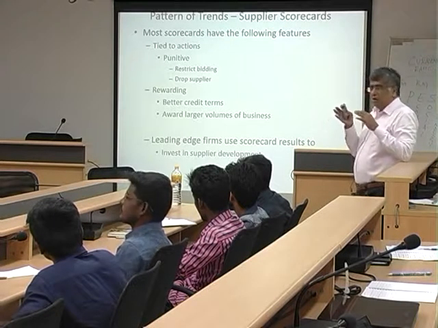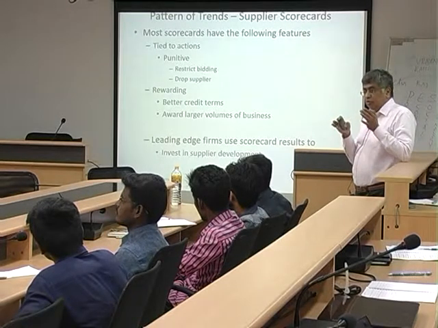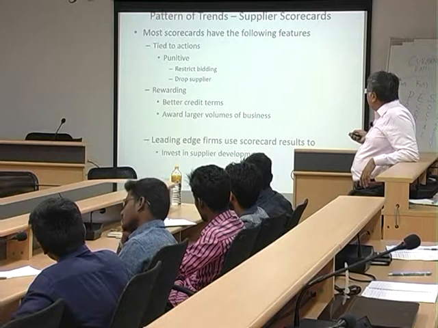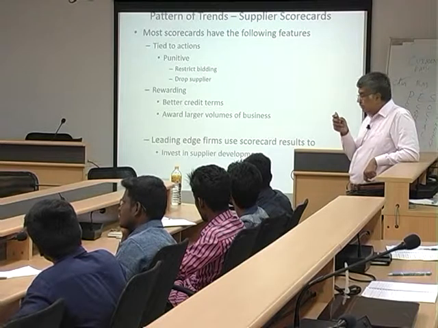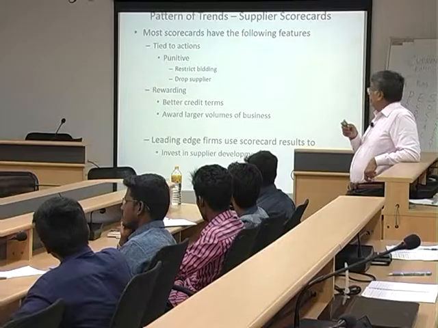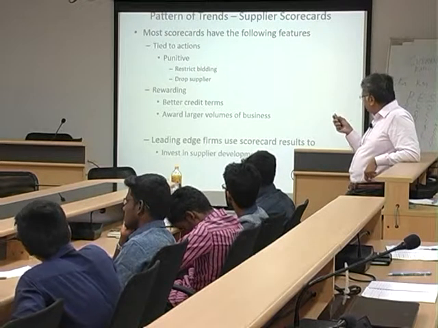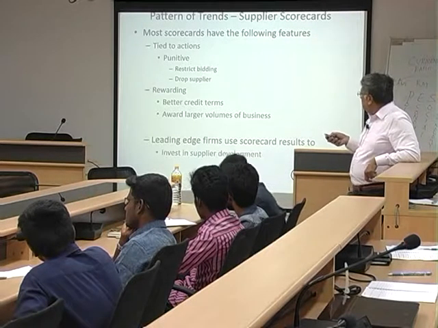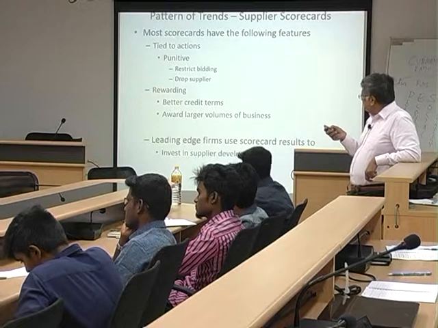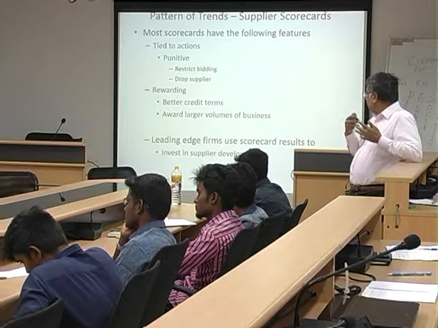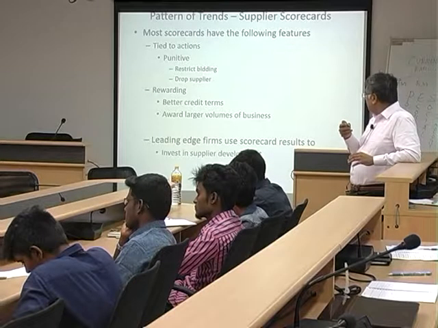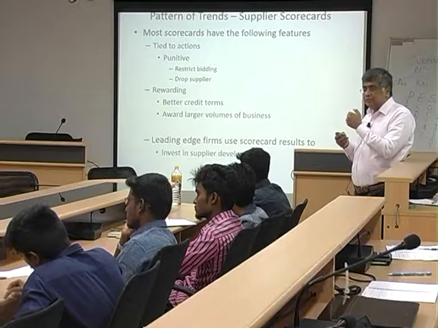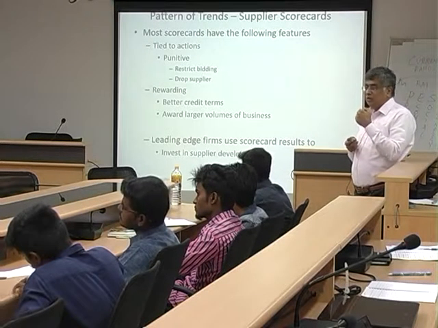So we have a system of carrots and sticks. That means that you penalize bad behavior and you also reward good behavior. When we look at the bad behavior, we look at the characteristics of the stick, which is punitive in nature. That means if you don't do very well, then we try to restrict bidding, we try to penalize your supplier, and maybe even drop your supplier. And from the rewarding side, the carrots, we look at giving better credit terms, giving better volumes of business for the supplier who's doing very well. But the scorecard has to evolve into a very good supplier development initiative, so that you work with the supplier to make sure that they're working very well.